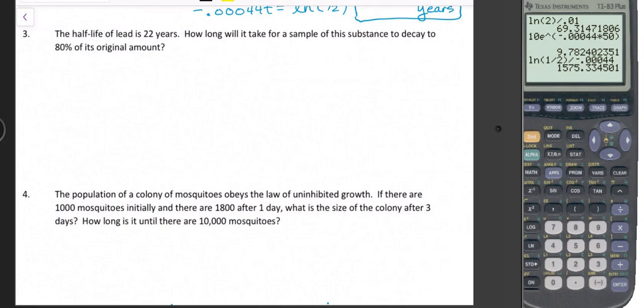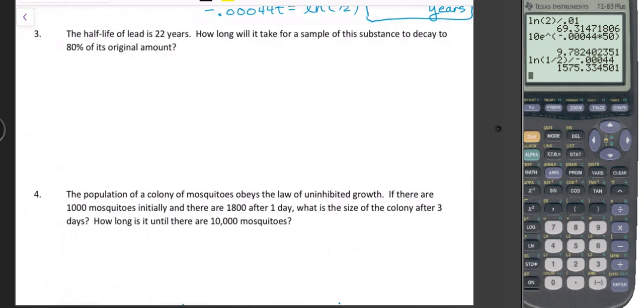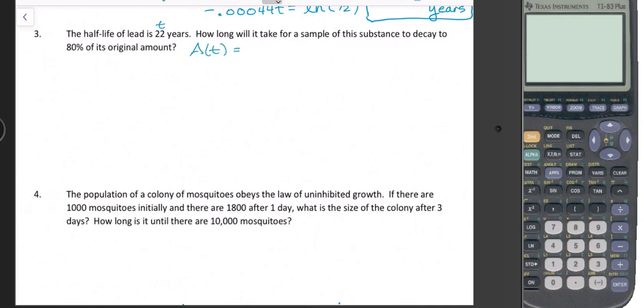So remember, half-life is a time. So this 22 years is my time value, my T. But what I don't know is what the decay rate is. I know it takes 22 years to be cut in half, but I don't know what that decimal is, what that coefficient of T is. So remember that in a decay rate formula, we've got my final amount is equal to my initial amount times e to the negative kt.